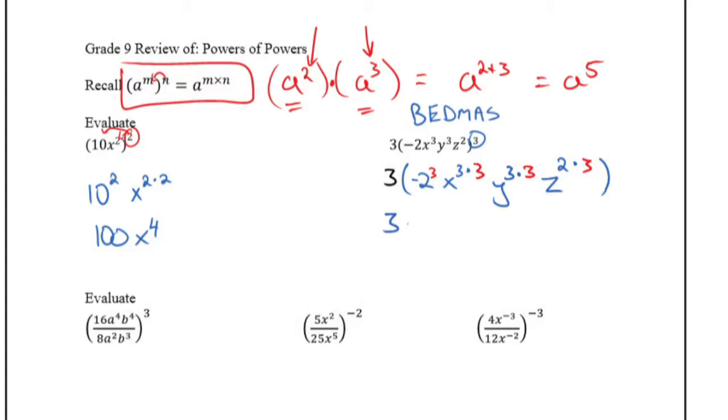All right, so this 3 out front stays there. Negative 2 times negative 2 is positive 4, times negative 2 is negative 8. x to the 3 times 3 is 9. y to the 3 times 3 is 9. And z to the 2 times 3 is 6.